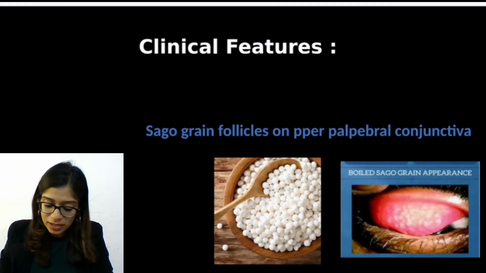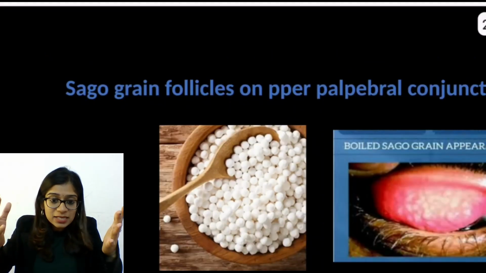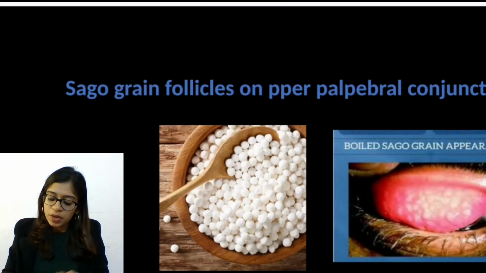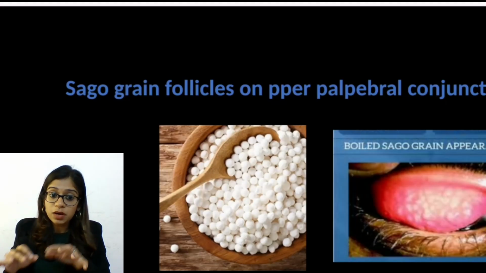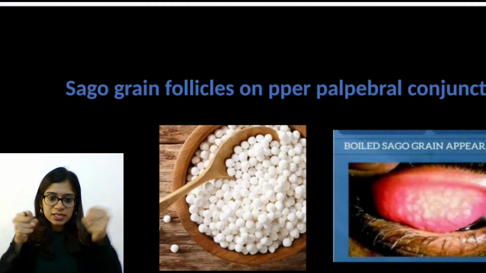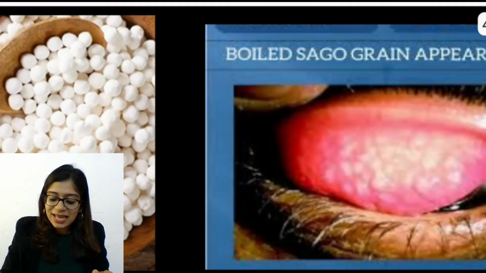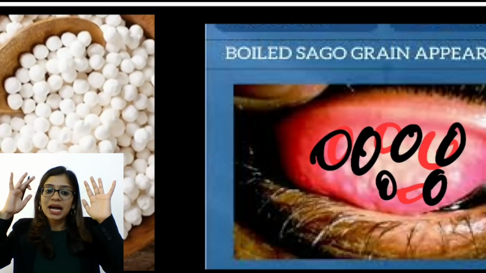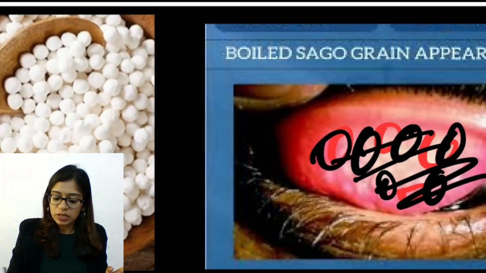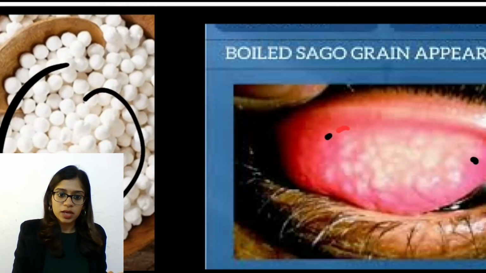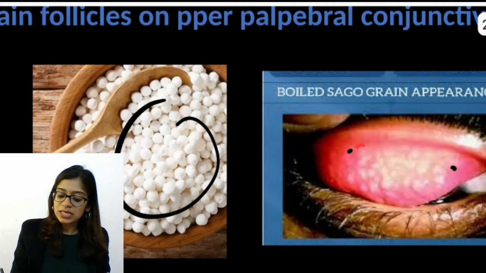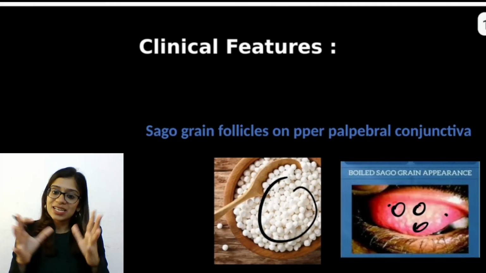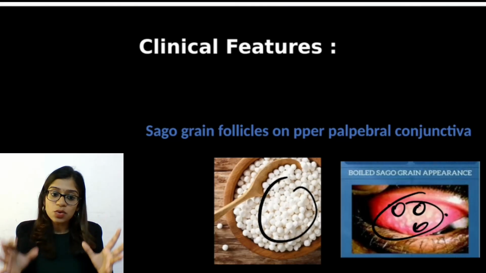So what are the clinical features? First, to fight against this infection, the immune system will come, and conjunctival infection starts. The immune system sends its fighters, lymphocytes, and as a response you can see a sago grain like appearance in the upper palpebral conjunctiva. You can see this in the picture. Basically it is an aggregation of lymphocytes at this site that causes the sago grain appearance.